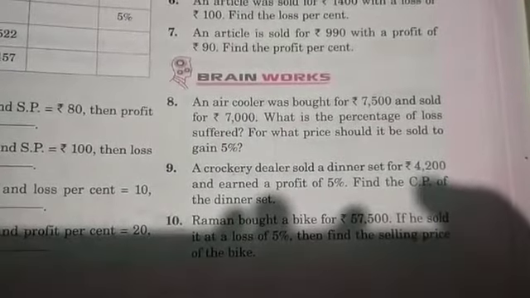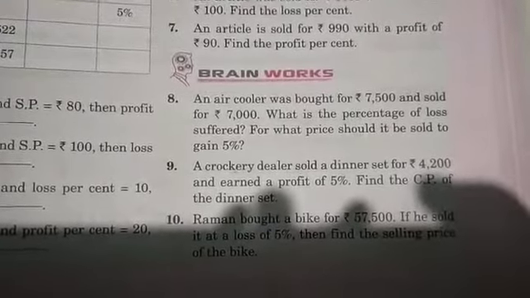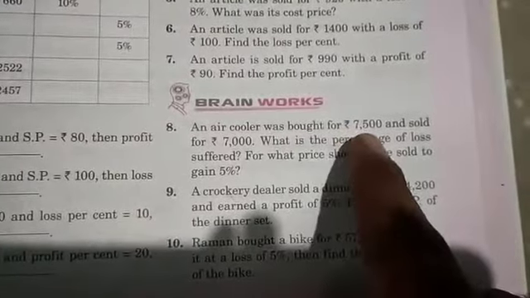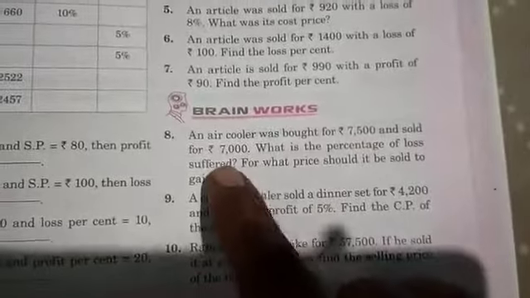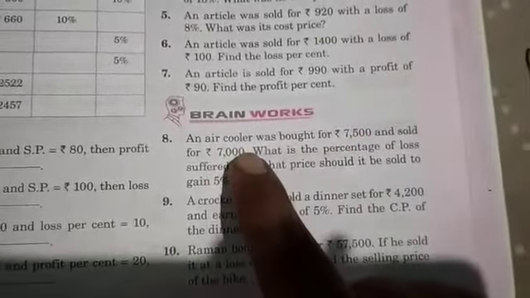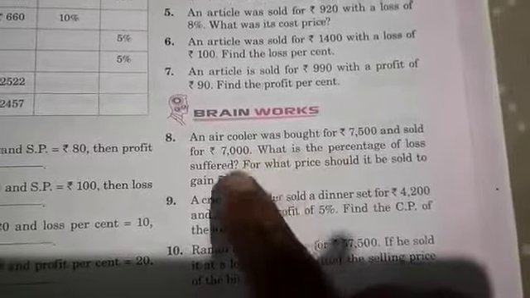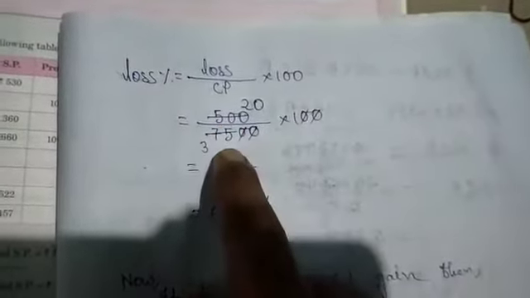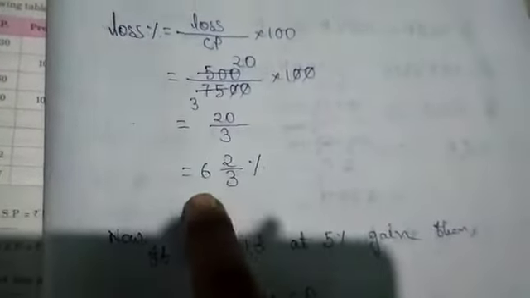Question number 8. An air cooler was bought for rupees 7500 and sold for rupees 7000. What is the percentage of loss suffered? For what price should it be sold to gain 5%? Now they have told that a cooler was bought at 7500 and sold at 7000. That means obviously it is a loss, because cost price is greater than the selling price. Now we have to find out the percentage of loss suffered. To find that, we have to find out how much loss. So 500 was the loss. Loss percent is equal to loss by CP into 100. Loss is 500, CP is 7500. After calculation, 6 2 by 3% was the loss.